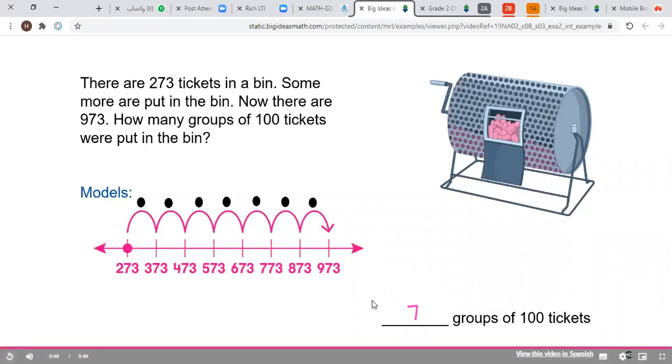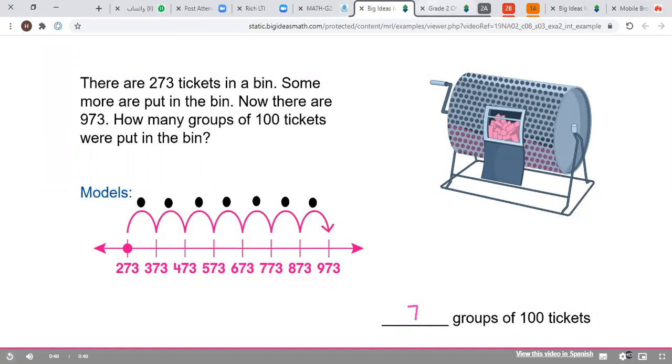Okay, my lovely boys, please all of you make it like this. Start with the number 273 and count by hundreds. Why? Because he asked you how many groups of 100. So count by hundreds. Okay? Start at 273 to reach 973. Then count how many jumps. 1, 2, 3, 4, 5, 6, 7 jumps. It means 7 groups of 100 tickets.